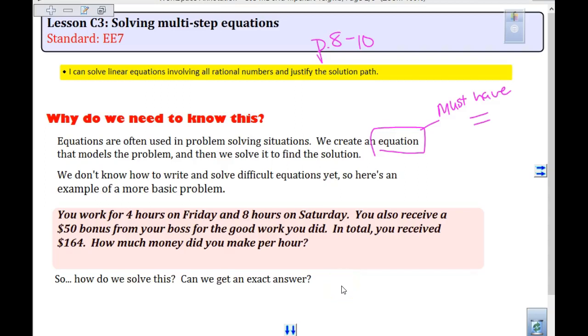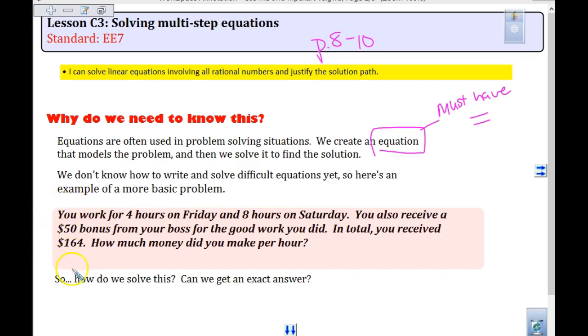Solving linear equations. Equations must have an equal sign. When we are solving them, sometimes we don't know what to write for an equation yet. So here's an example of a basic problem that we're going to look at, and then we're going to find the solution.